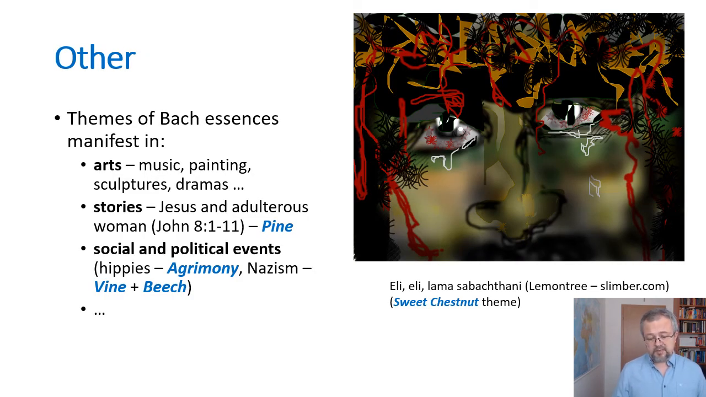And the themes of Bach flower essences are universal. You can find them in many areas, like in arts, in stories, or in social and political events. And it is a good way how to study Bach flower essences when you meet, for example, with your friends, with your colleagues, and in a study group, and you discuss, for example, these themes. So you can have a task, everybody to find some painting that corresponds to agrimony, or some story, or some social political event, and so on.